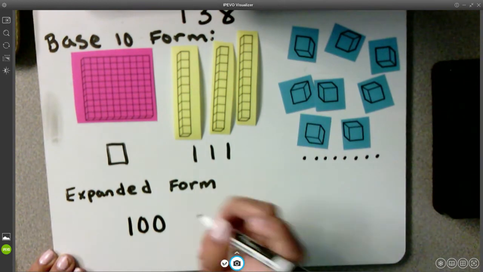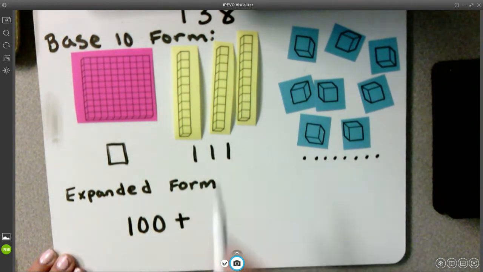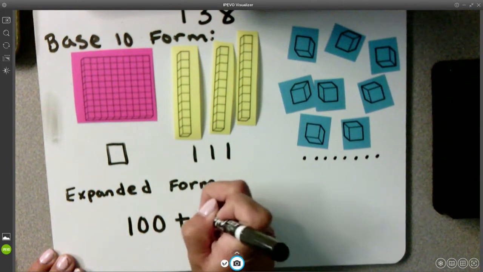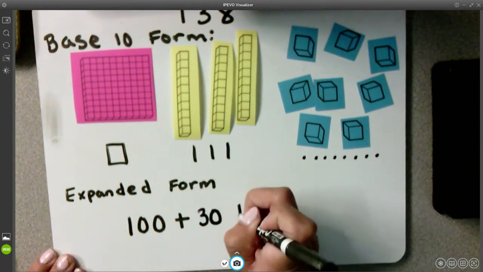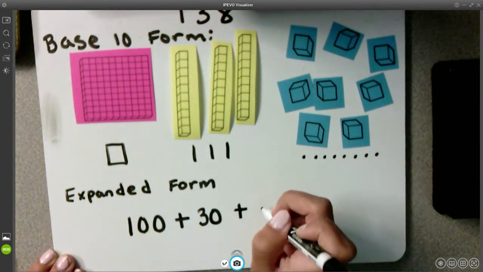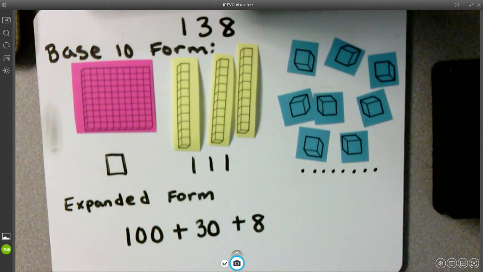So we have 100 and then we're going to use our plus sign, plus the tens. So we have three tens, but it's not just three, it's 10, 20, 30. And then we have eight ones here, which is just eight. So we're going to write an eight. So 100 plus 30 plus 8. This is expanded form. This one is base 10 form. This is expanded form.